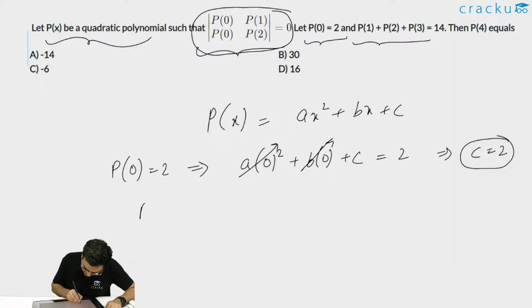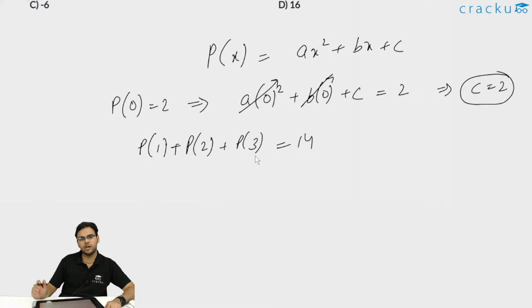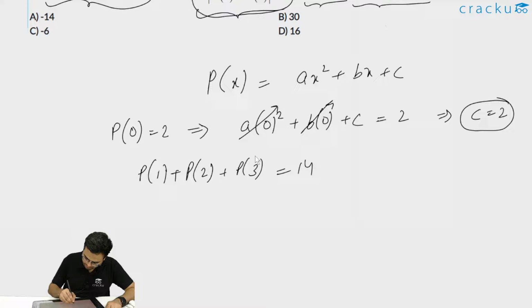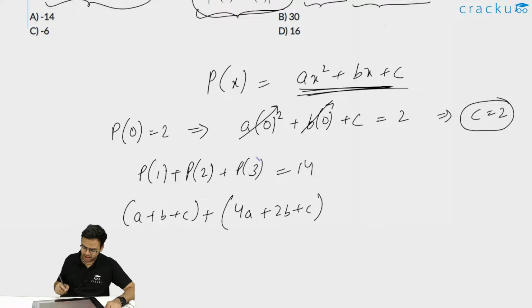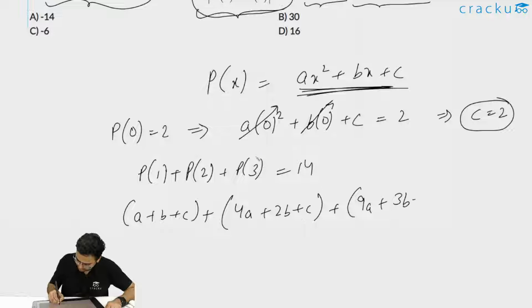Now it is further given that P(1) + P(2) + P(3) is equal to 14. Again, if I put the value of x as 1, 2 and 3 and add all of them, I'll get the corresponding value as 14. So if I put x equal to 1 in this equation, it will be a + b + c. Plus, if I put x equal to 2, this will be 4a + 2b + c. If I put x equal to 3, this will be 9a + 3b + c, and this is equal to 14. If I put the value of x as 1, 2, 3, you will get these three equations.